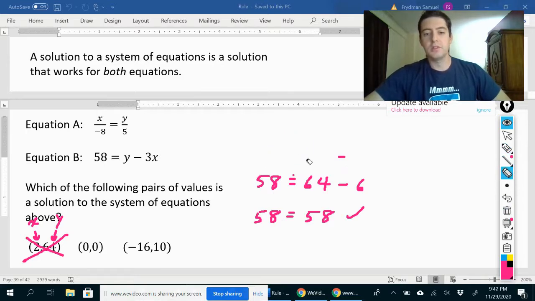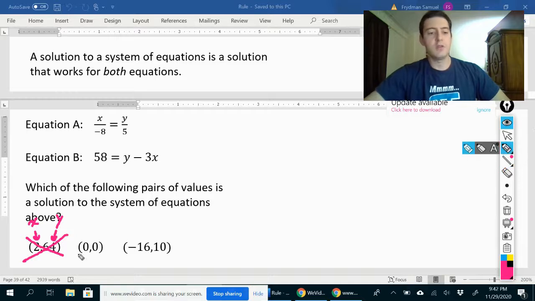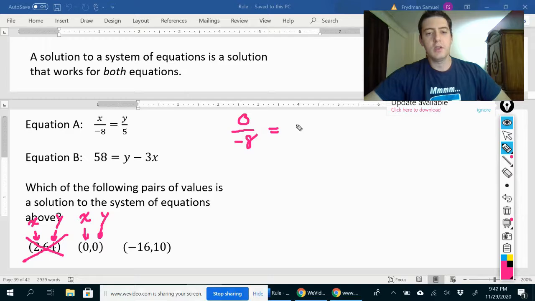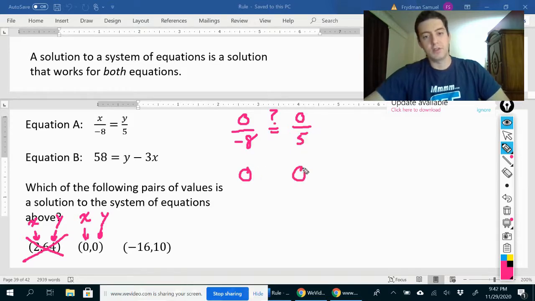All right, what about (0, 0) over here? That means that x is 0 and y is 0. If I plug 0 in for x and for y over here, we get 0 over -8 equals 0 over 5. I'll put a question mark here because I don't know yet. Let's see, 0 divided by -8 is 0, and 0 divided by 5 is also 0. So I get 0 equals 0, which is good. So (0, 0) is a solution to equation A.